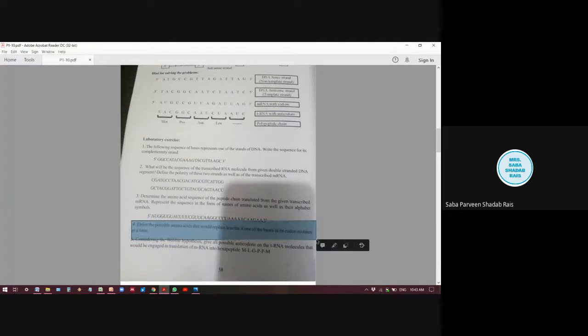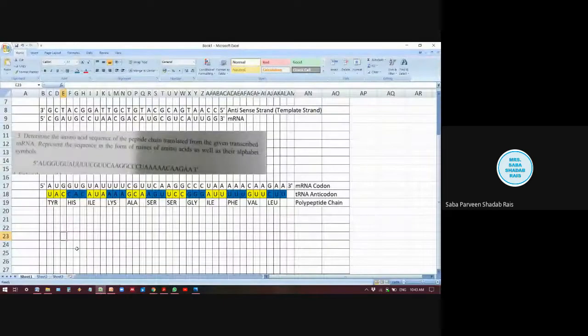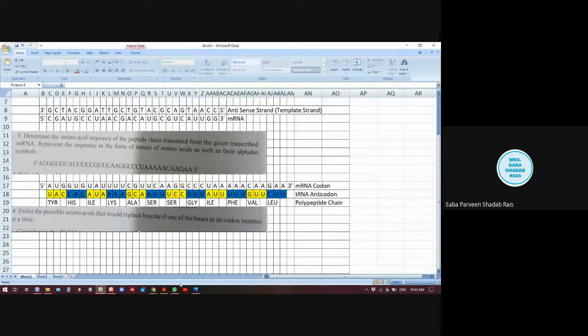Now question number 4. Enlist a possible amino acid that would replace leucine if one of the bases in its codon mutates at one time. Now first of all, till I copy this, you find the code for leucine first. Tell me the code for the leucine. What is the code for the leucine?